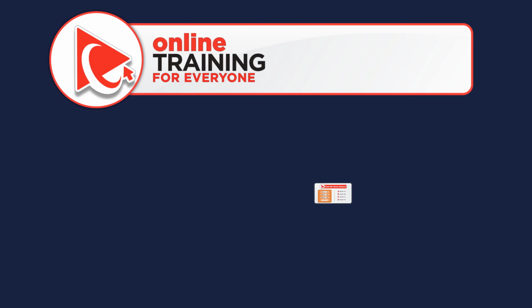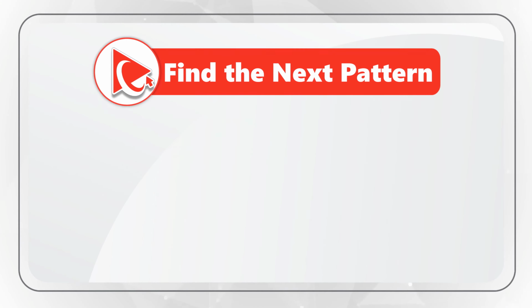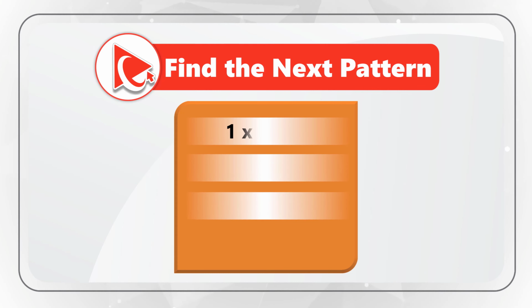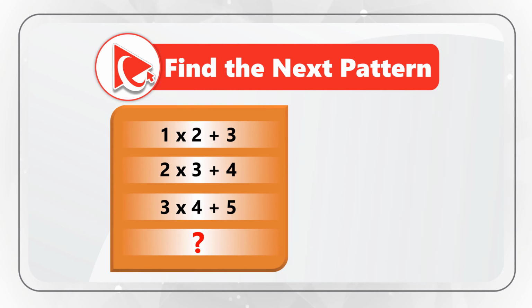Here's one of those types of questions where if you are a frequent viewer in this channel, or maybe even a subscriber, you will be able to solve easily. You're presented with 3 patterns: 1 by 2 plus 3, 2 multiplied by 3 plus 4, 3 multiplied by 4 plus 5, and then comes the missing pattern you need to detect and select out of 4 possible choices.